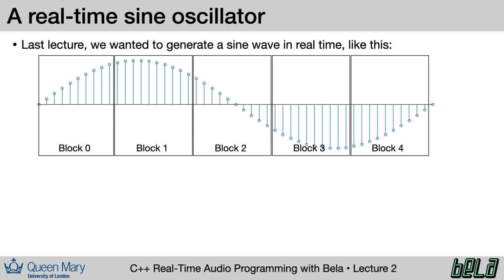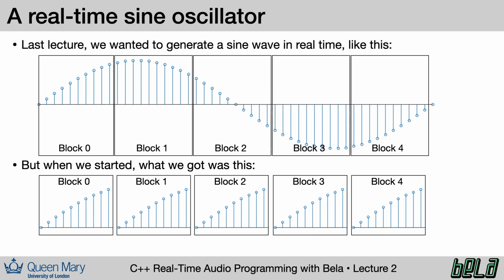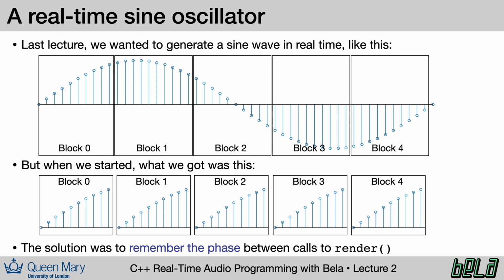In the last lecture, we saw that we wanted to generate a sine wave in real time, calculating one block at a time, like this. However, when we first got started, our initial real-time code produced something like this. The problem that we saw in the last lecture is that we had to remember the phase of the sine wave from one block to the next to ensure that our calculation would always pick up from where we left off rather than starting over again from the beginning.